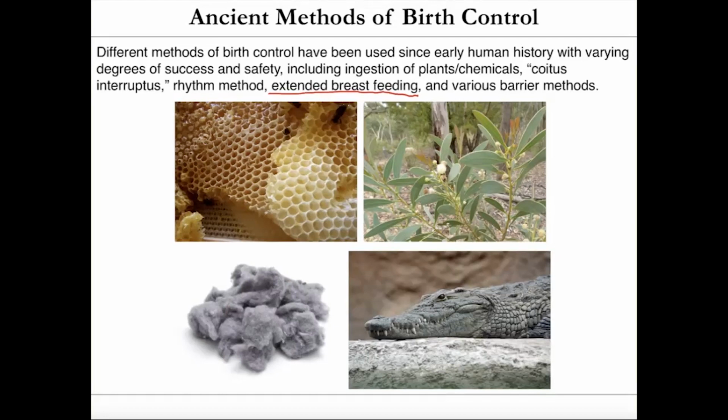Those include ingestion of different plants and chemicals. In ancient China, women were taking terrible mercury concoctions that would stop them from getting pregnant, but could have terrible side effects, including brain damage.